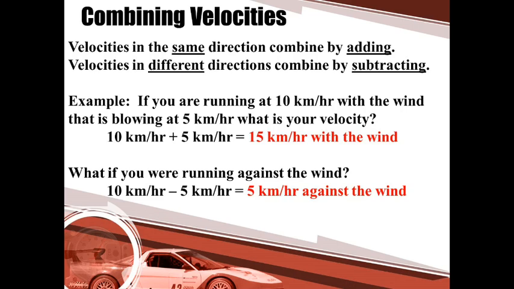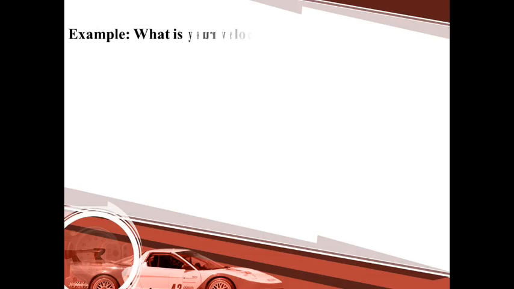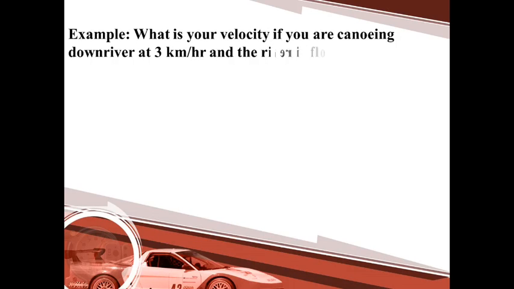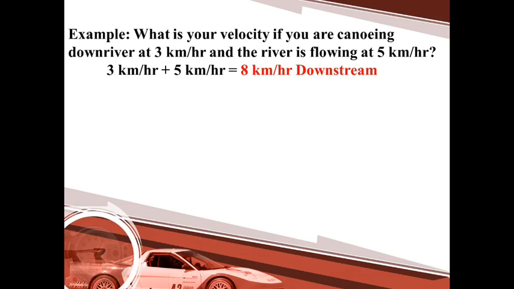All right, another example. So, what's your velocity if you're canoeing? You're going downriver, you're actually making that canoe move at 3 kilometers per hour. The river is flowing at 5. Are we going in the same direction or an opposite? Same, so what do we do? Add. So we have 3 kilometers plus 5. We're going now a total of 8 kilometers downstream. But then all of a sudden, it's dinner time. You want to get back to your camp. So you turn that canoe around and you start canoeing back.